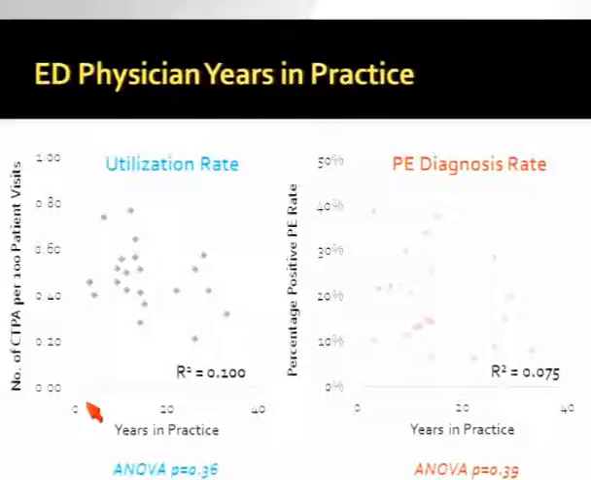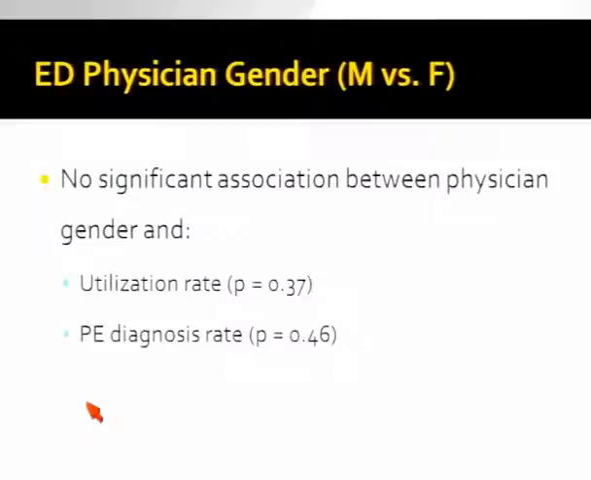Next, we tried to see whether there is any association between physicians' experience, measured as years in practice since residency, and their utilization and positivity rate. As we can see, there's no significant association with either metric. Finally, we looked at whether there's an association between ordering rates and PE diagnosis rate with physician gender, and again, we didn't see any statistically significant association.